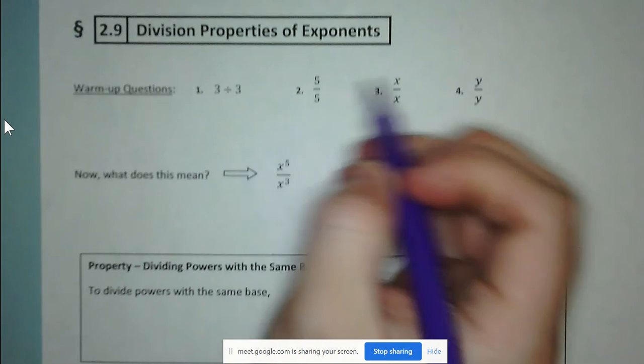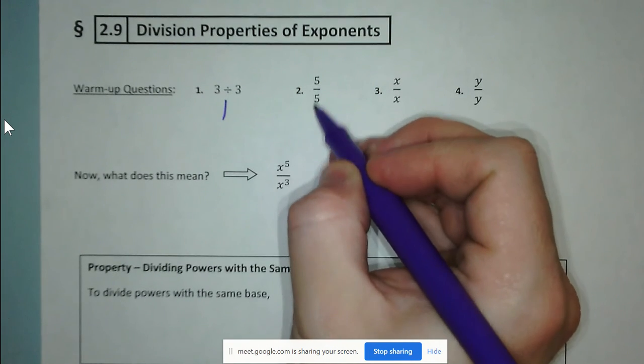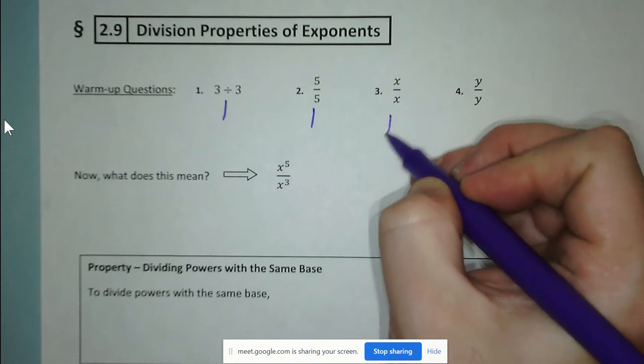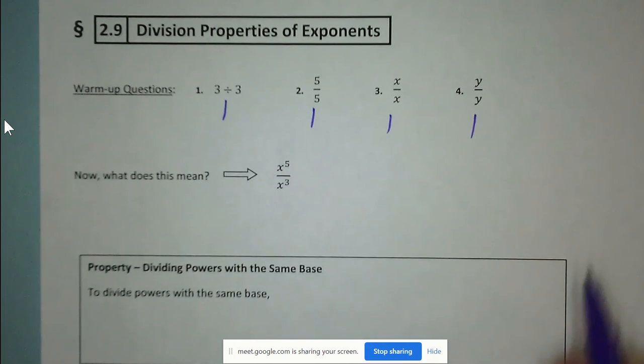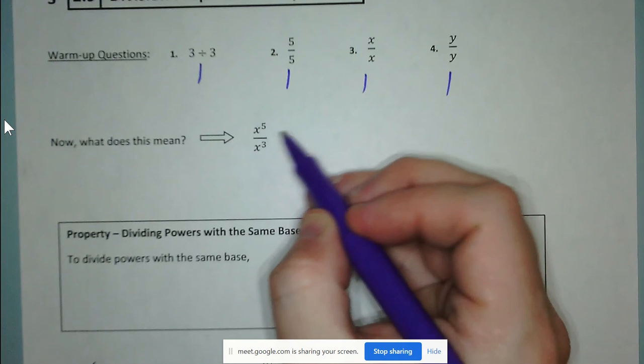Warm-up questions. Oh, for crying out loud. 3 divided, that's just 1. 5 divided by 5, that's 1. Even x divided by x is 1, and y divided by y is 1. Okay, so what does this mean?